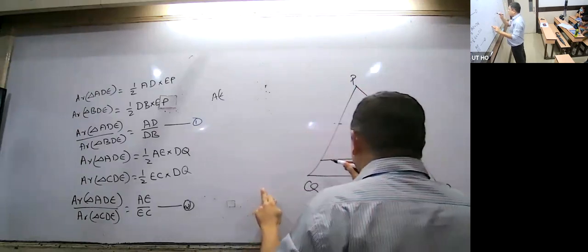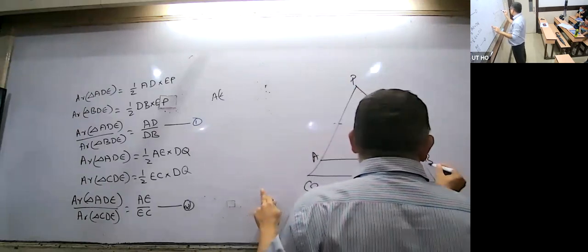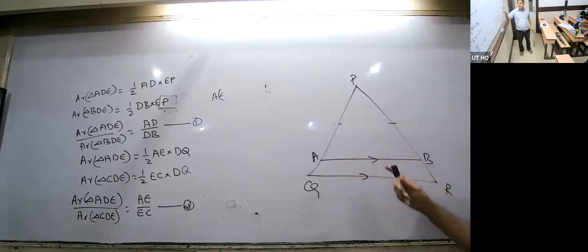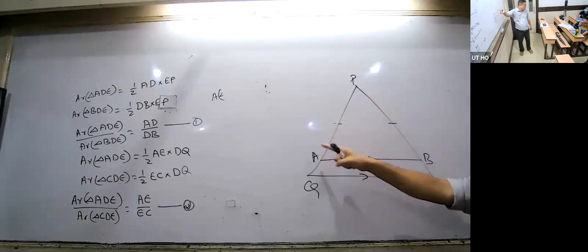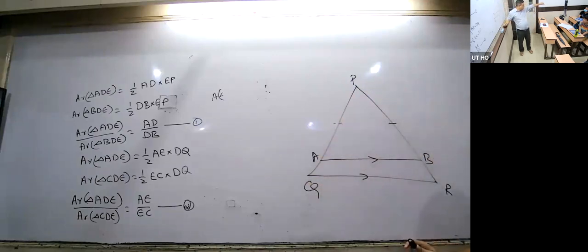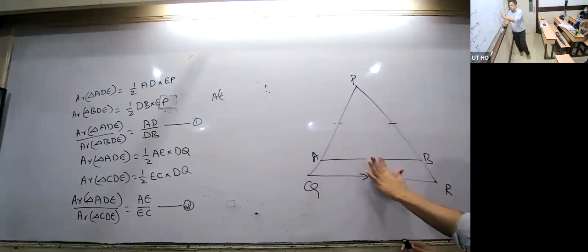Sir, what if parallel is not given? If parallel is not given, you cannot apply it. So first you will prove parallel, then only you can apply. Understood or not? If it is given this way, look here. If it is parallel, then directly you can write PA upon AQ is equal to PB upon PR. Ritika, have you followed now?